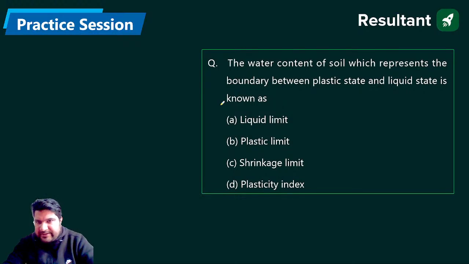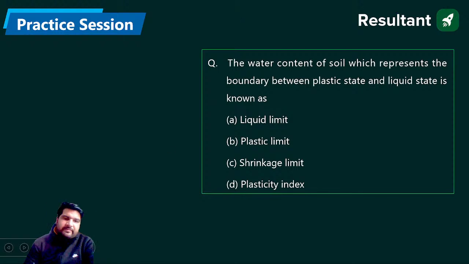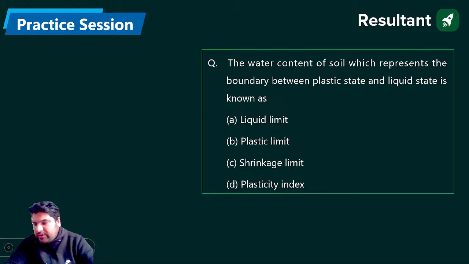So the water content of the soil which represents the boundary between plastic limit and liquid state, that is called as. Quickly mark down the answer. Only two answers are there. I want five answers. Everyone, I want five answers.